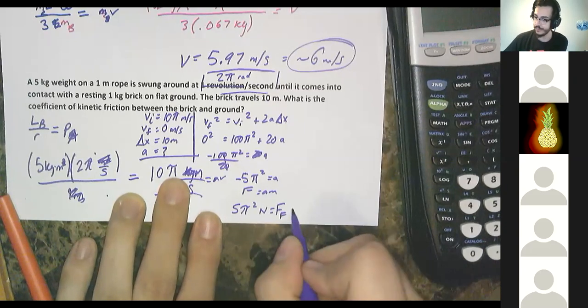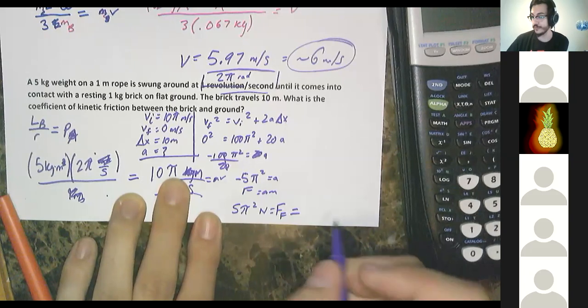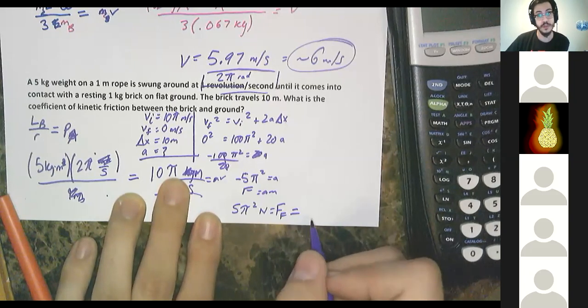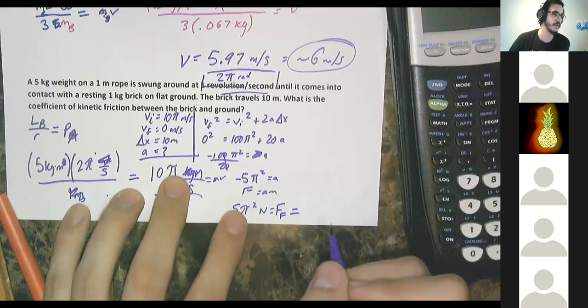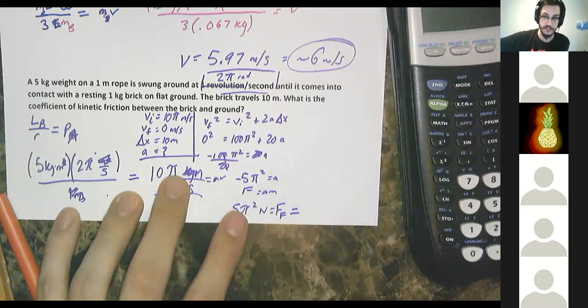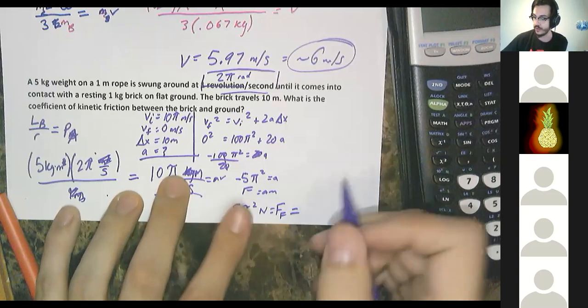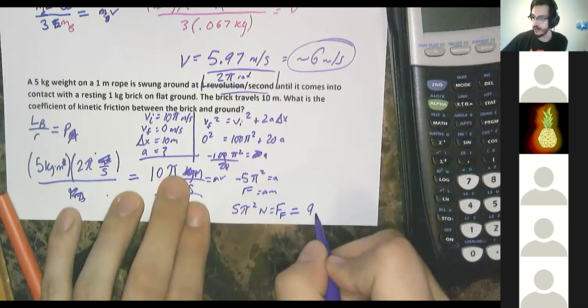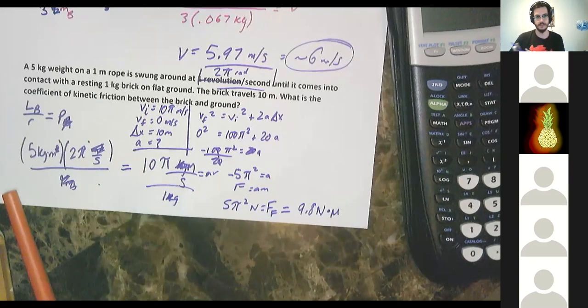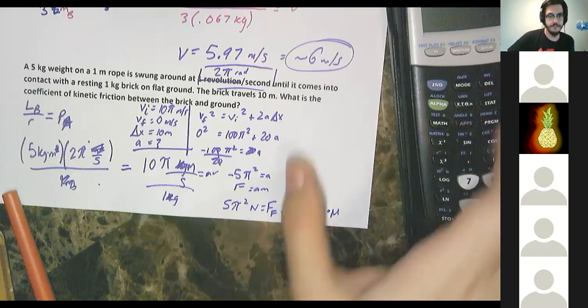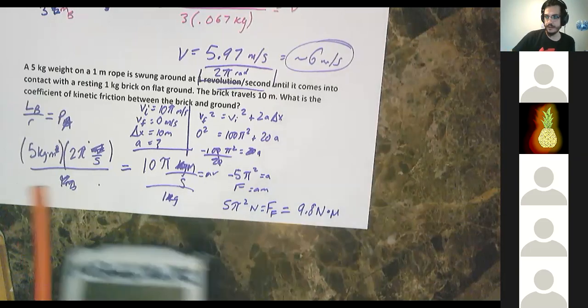Also, the force of friction is normal force times mu. So that's going to be 1 kilogram weighing down with 9.8 meters per second squared as its gravitational acceleration. mg, its weight, is what normal force is equal to. So 9.8 newtons times mu. Five pi squared divided by 9.8.